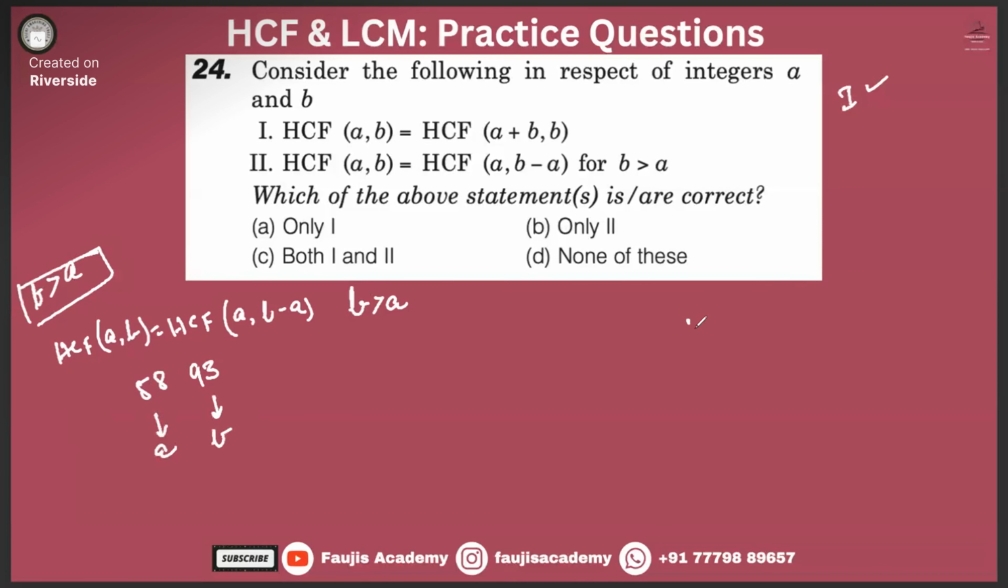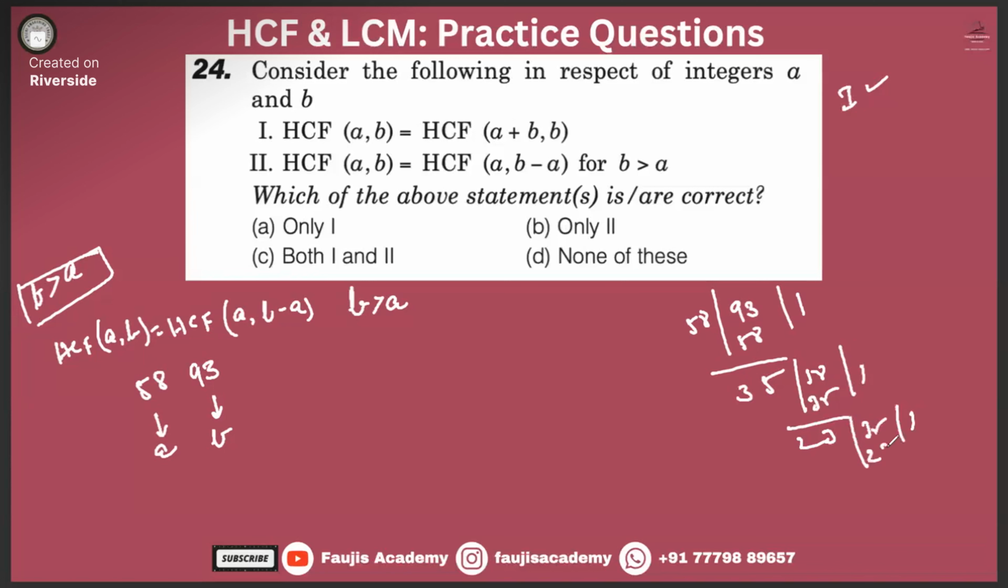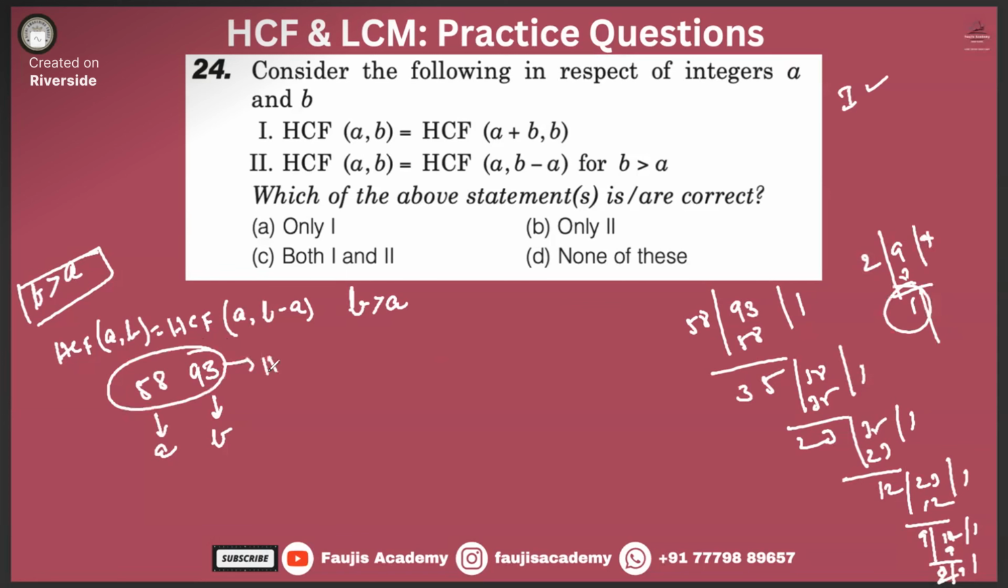So what is the HCF of 58 and 93? 1 time 58. This is the division method of finding the HCF. 1 time 35, remainder 23. 1 time 23, remainder 12. 1 time 12, remainder 11. Sorry, guys. Then remainder 1 came into the picture. What is the HCF, guys? What is the HCF? 1.